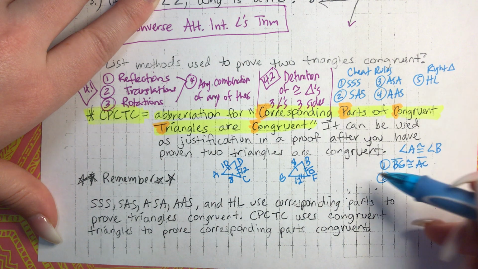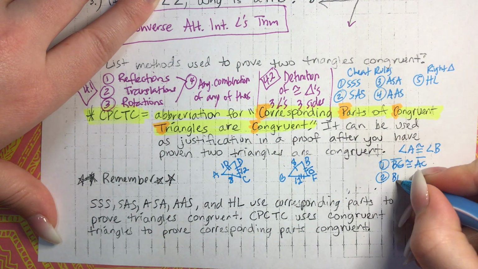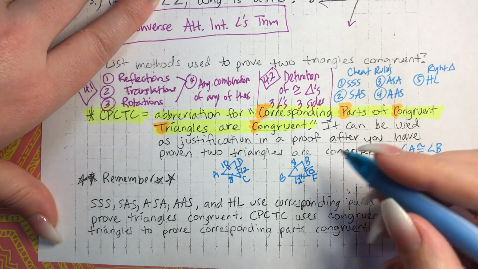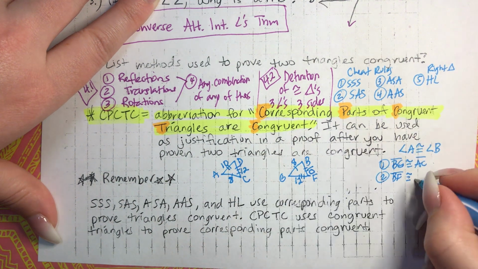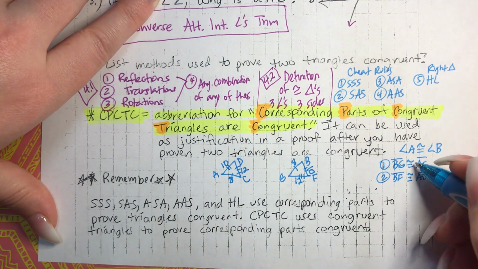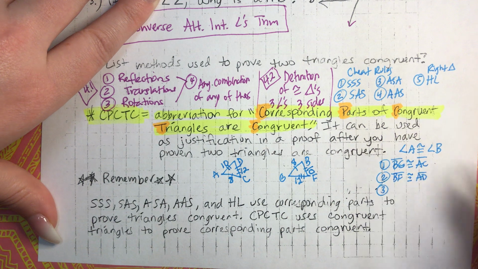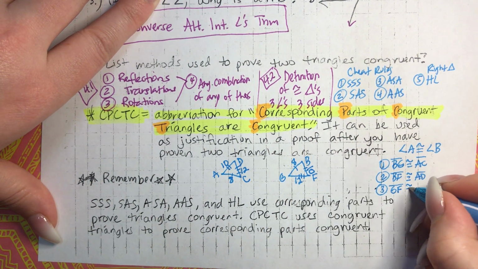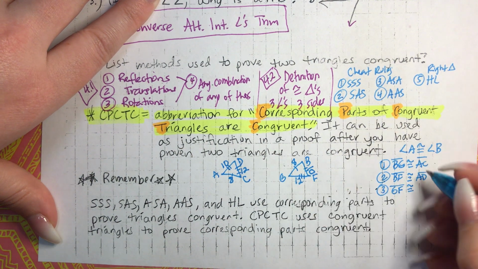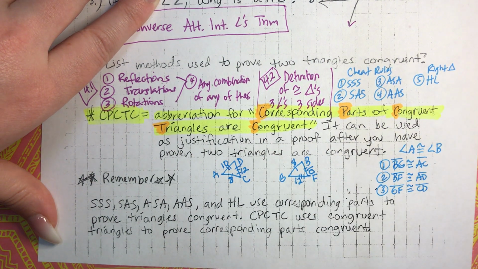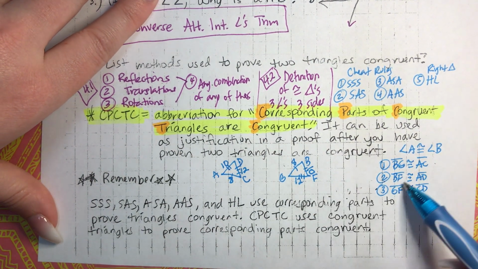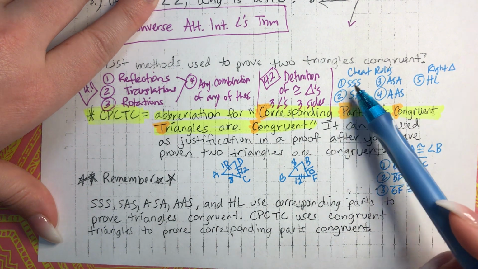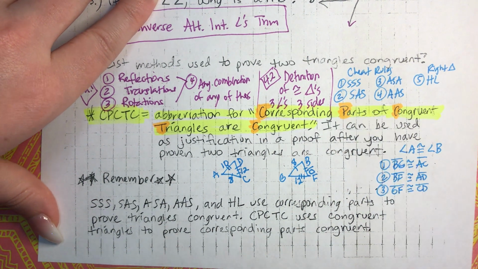What's the other one? Let's go 10. BF is congruent to AD, that 10. Okay, that's another side. And then the third one would be the 12. So GF is congruent to the 12, CD. Perfect. So I have 3 sides that are congruent. So I know that the triangles are congruent because of side, side, side.